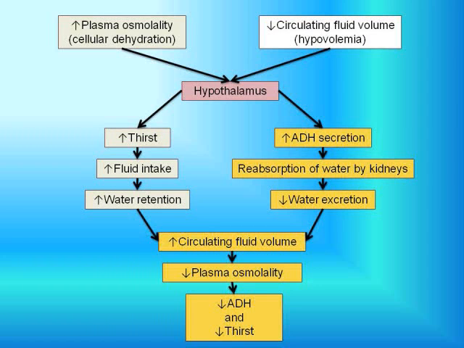So, let's go to the right side. ADH is secreted from the hypothalamus, which tells the kidneys, reabsorb water, don't let it go. So there's decreased water excreted. And these also lead to more fluid in the vessels, less viscous fluid in the vessels, and then the hypothalamus shuts down on the extra thirst and the extra ADH secretion.